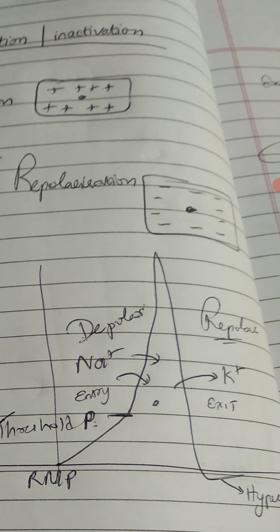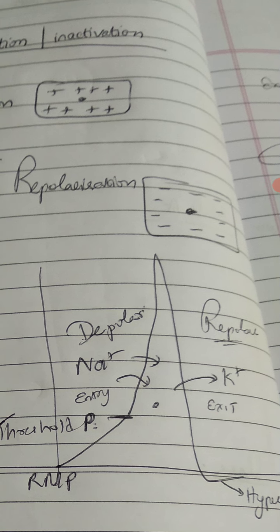The same thing is depicted in the form of a graph called the action potential. Here we can see RMP, meaning resting membrane potential, where the neuron is resting and there is no activity in the neuron. And there is something called threshold potential. The stimulus should be able to generate the nerve impulse. It has to reach the threshold potential, and only then will there be generation of an action potential.